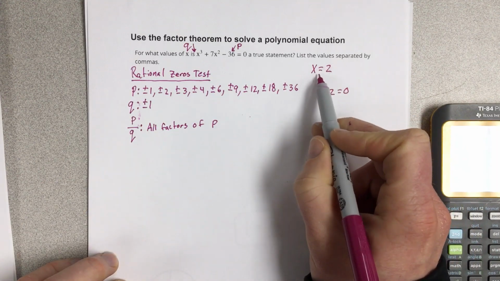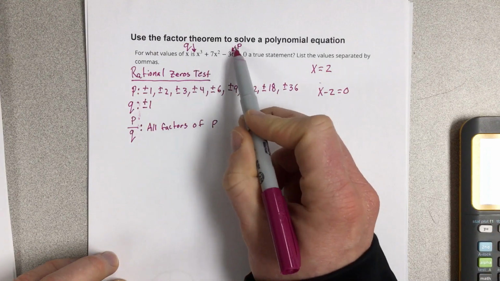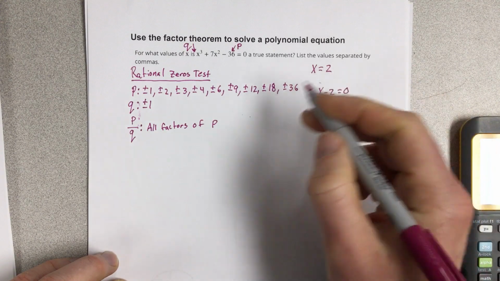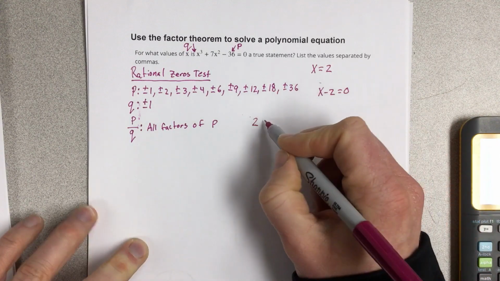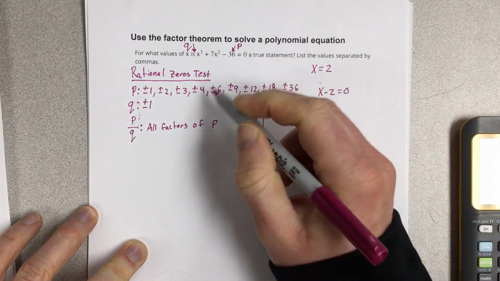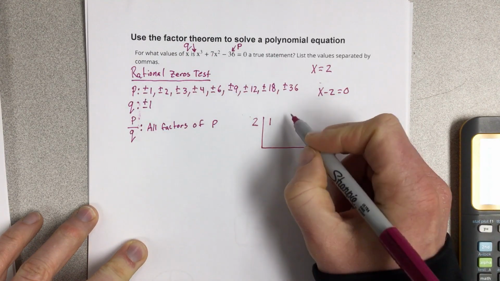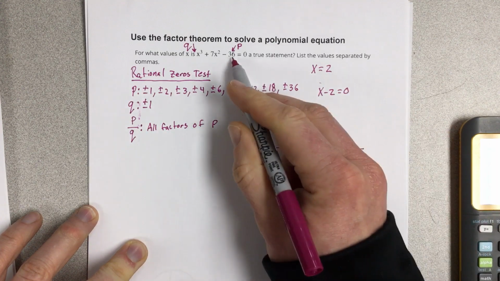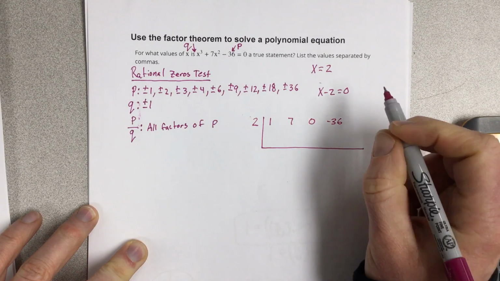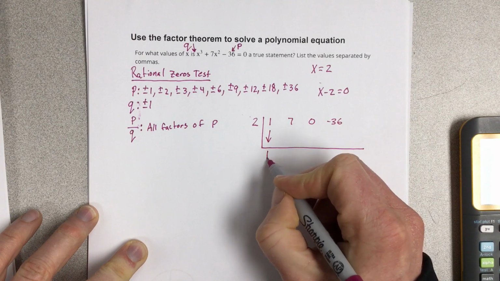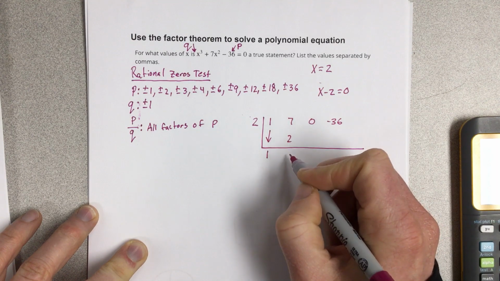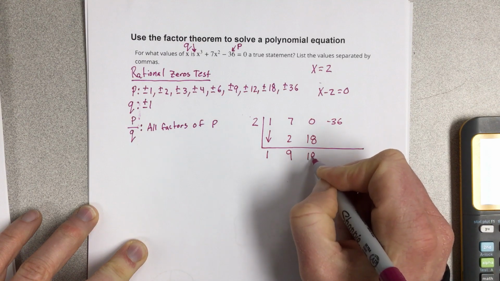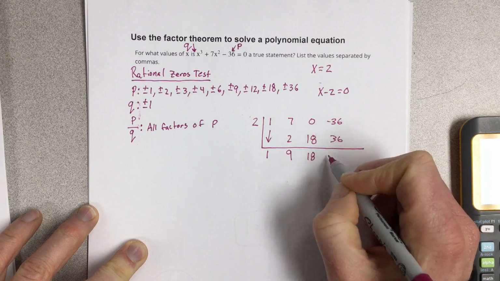So once I get this factor, I'm going to then divide this polynomial by this 0 of 2. So I'm going to do synthetic division, write 2 there, write out all the coefficients for x cubed, which is 1, x squared, which is 7. I don't have an x term, so I better put a 0 as a placeholder there, then negative 36. Drag the 1 down, 1 times 2 is 2, add that, that would be 9, multiply, that's 18, add, you get 18, multiply, you get 36, and you end with 0.